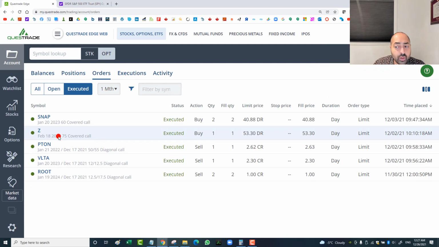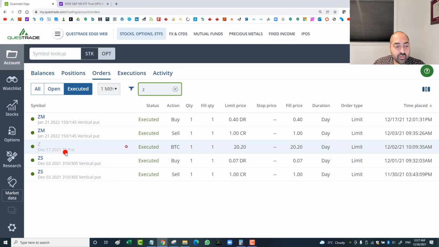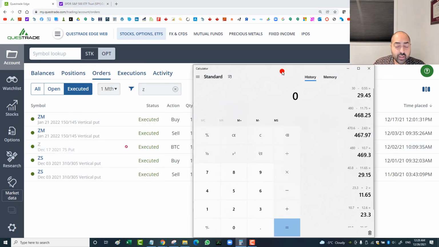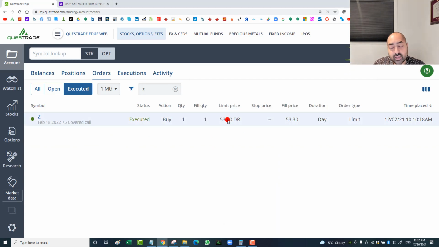So let's look at a real example that I actually did here on Zillow. So this is the covered call trade, but let's go to my margin account to see the put that I had to buy back. So Zillow, there you go, December 17, 75 put. I ended up buying it for $20.20. So that means my break even is 75 minus $20.20. That means the covered call that I'm gonna have to buy, I have to pay less than 54.8. If I go to my RSP, you can see that I paid $53.30.